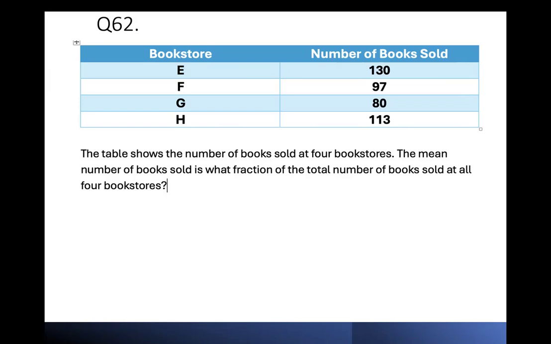The table shows the number of books sold at 4 bookstores. The mean number of books sold is what fraction of the total number of books sold at the 4 bookstores? This is a complex question, but it's straightforward. If you think about it, it's just testing your vocabulary. That's all. How can you calculate the mean? Add all this. This will give you 420, as the total, divided by the number of 4. This will give you 105.